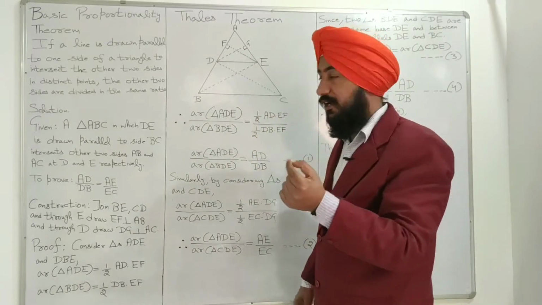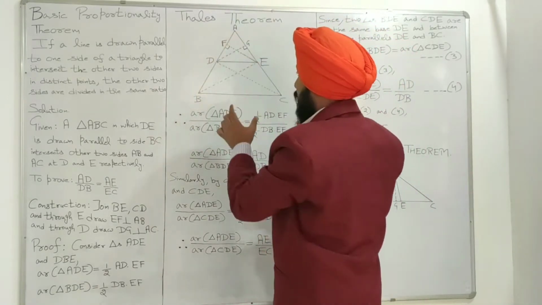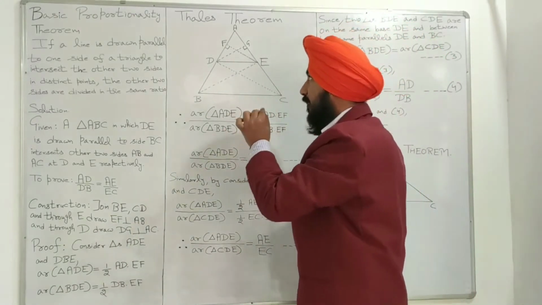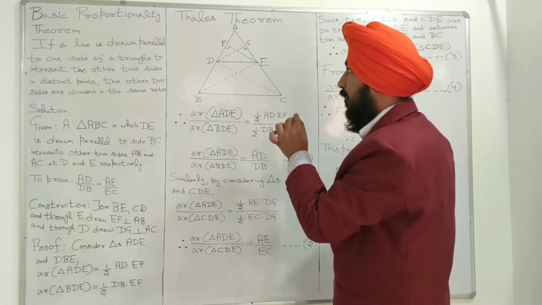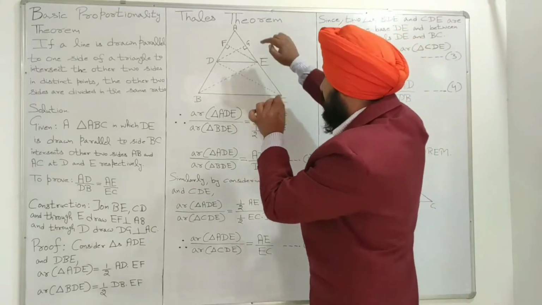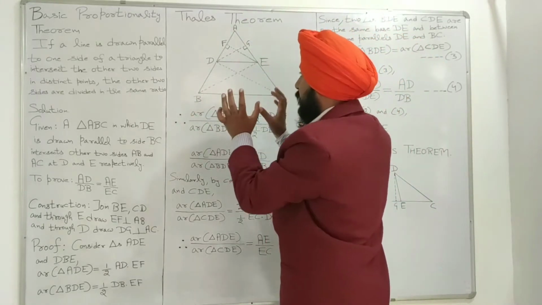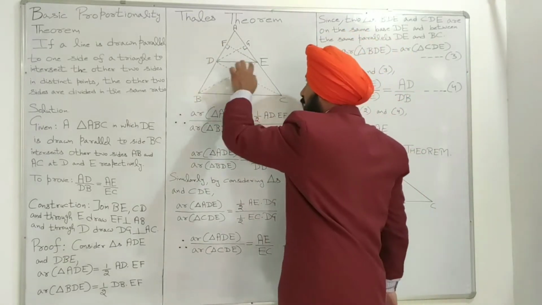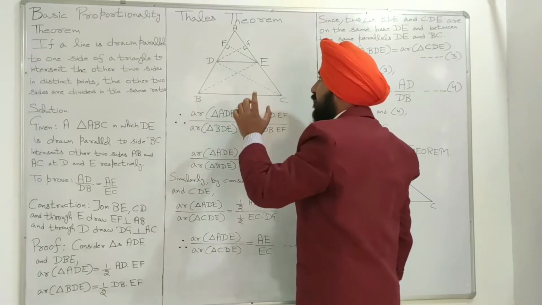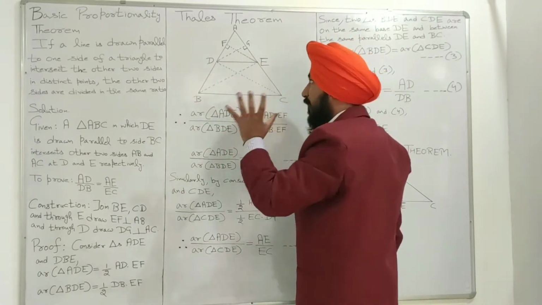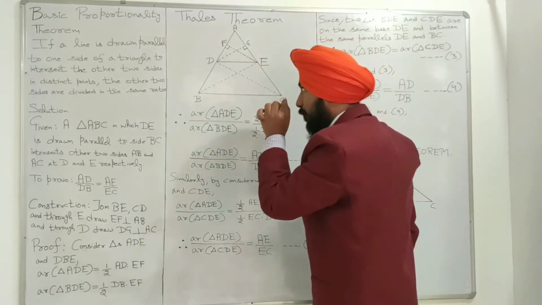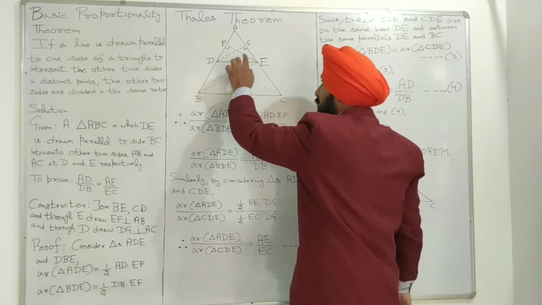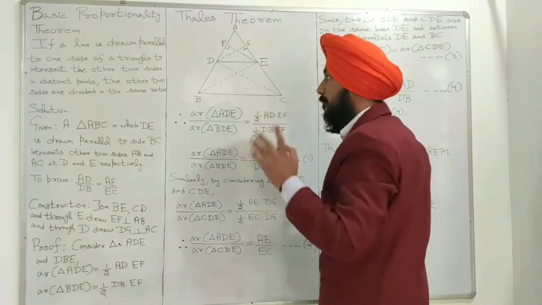Now what are the other two sides? It means this side and this side. So AB and AC are the other two sides of this triangle. So this DE line is intersecting the other two sides of the triangle, AB and AC, at distinct points D and E. It intersects AB at point D and AC at point E.